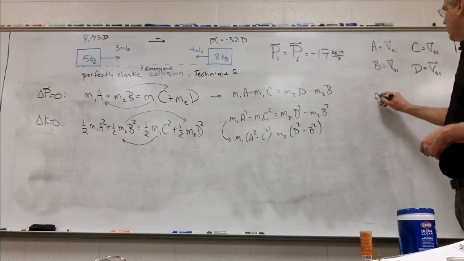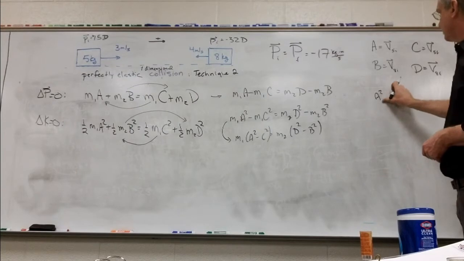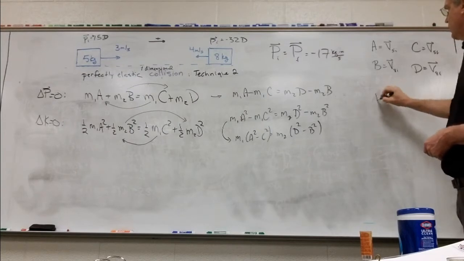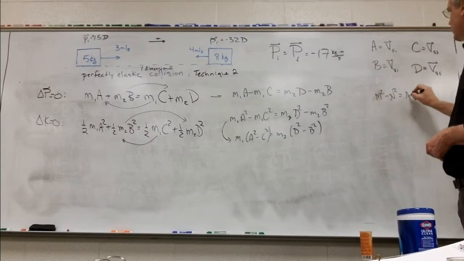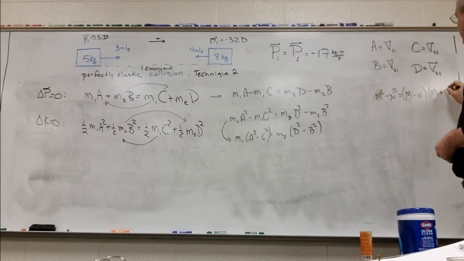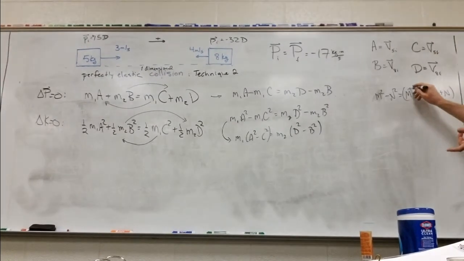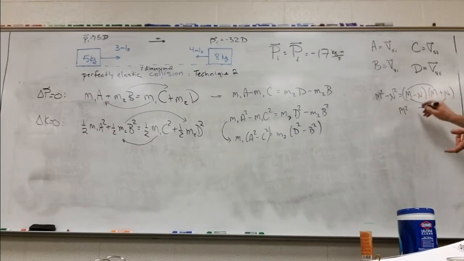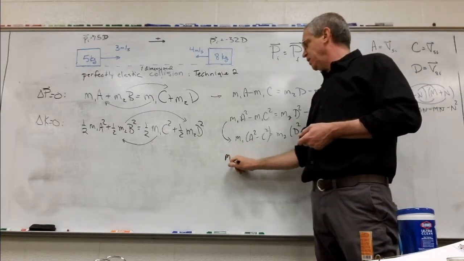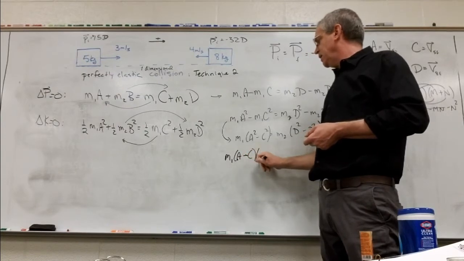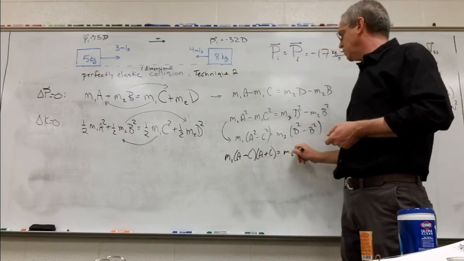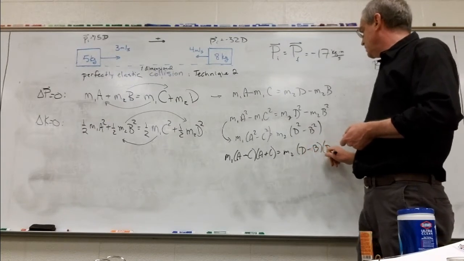Let's use some different letters. m squared minus n squared is just m minus n times m plus n. This is algebra 1. If you've forgotten it, you can convince yourself by FOILing. If we FOIL, we get m squared, outer plus mn, inner minus mn, last minus n squared. Those terms cancel out. I'm left with m squared minus n squared. So this becomes m1 times a minus c times a plus c is equal to m2 times d minus b times d plus b.